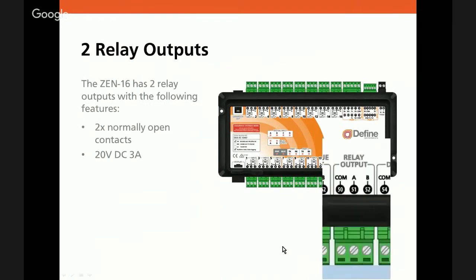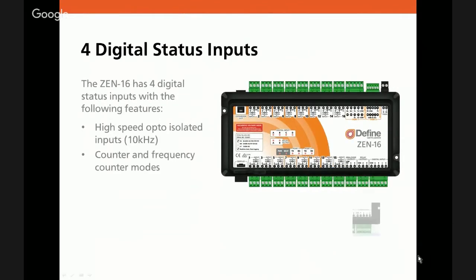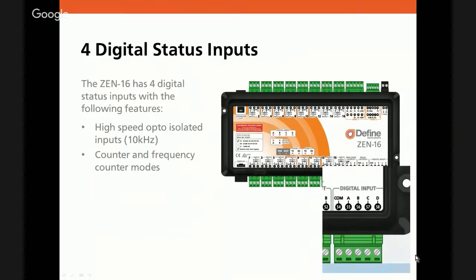2 relay outputs, 2 normally open contacts, as you can see there. We have 4 digital status inputs. These are optically isolated as well, and they can be used either as simple on-off status inputs, or they can also be set up in counter or frequency modes. They have a limit of about 10 kilohertz count and frequency range.